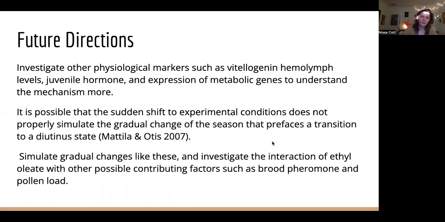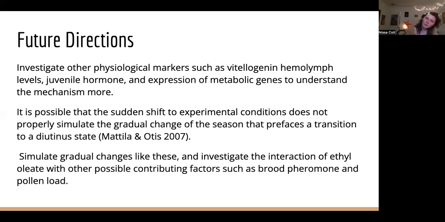So what we would need to know for future directions is whether we would want to look more into some of the other physiological markers, such as vitellogenin and hemolymph levels. We looked at vitellogenin gene expression, but sometimes those are not always correlated. Sometimes you want to look directly at what's actually pumping through their blood rather than what genes are turned on. We also would want to look at more metabolic genes to understand the mechanism more. I would expect, based on these results, that ethyl oleate can actually change the expression of certain metabolic genes. So that would be an interesting way to look at it more.